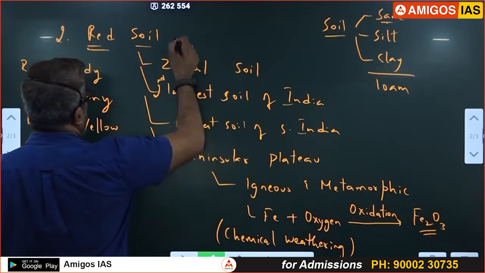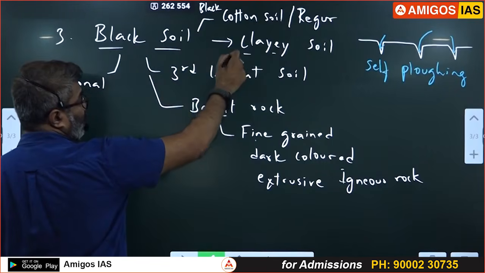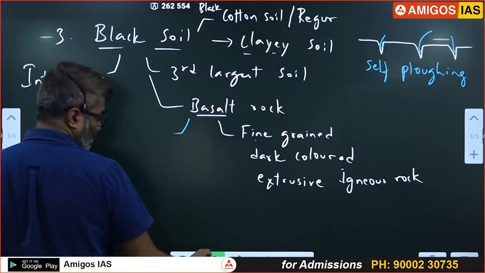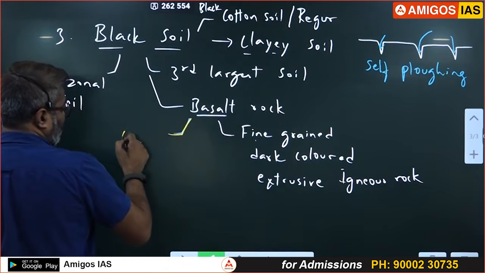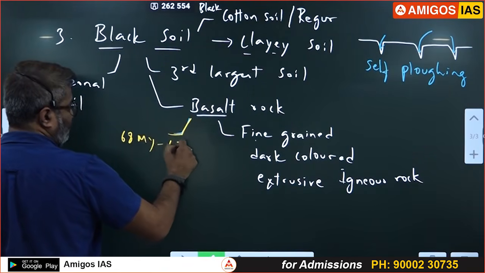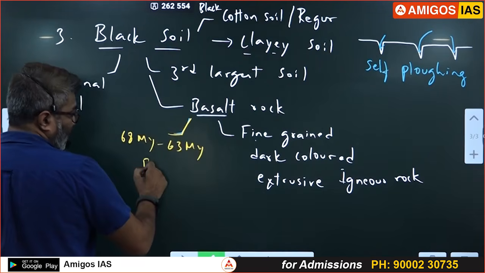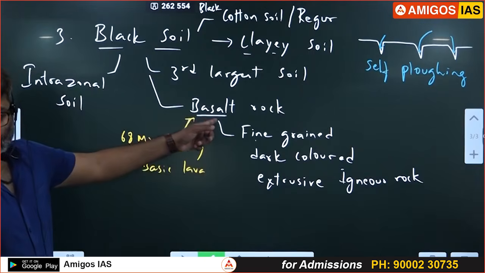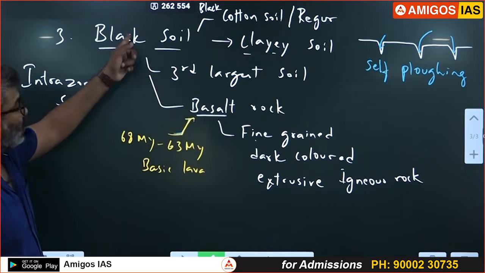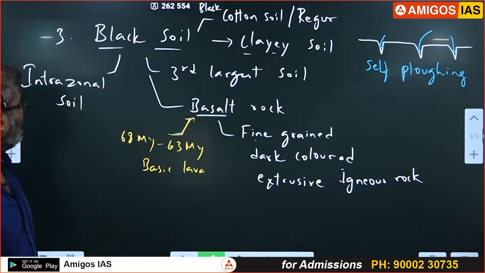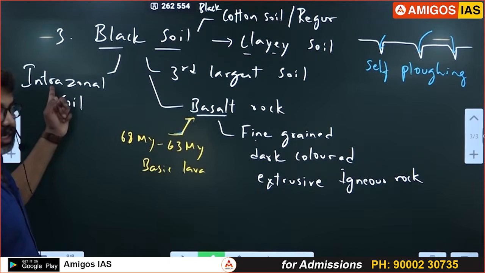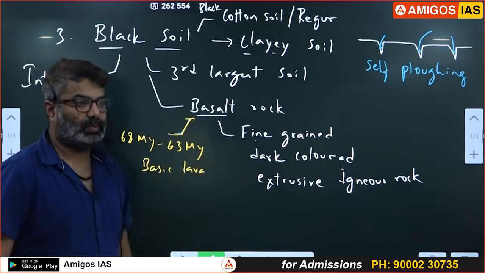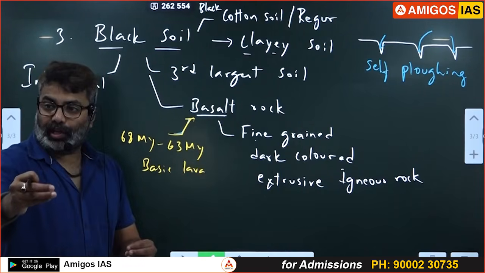Black soil is a volcanic soil, clayey soil. This volcanic activity took place somewhere between 68 and 63 million years ago. Basic lava came out, resulting in the formation of basalt rock. Basalt rock gave us black soil. Since clay is there, it is intrazonal. This soil is volcanic soil, very fertile. If you have water here, you can grow anything.